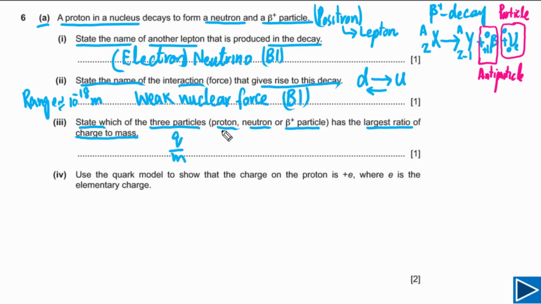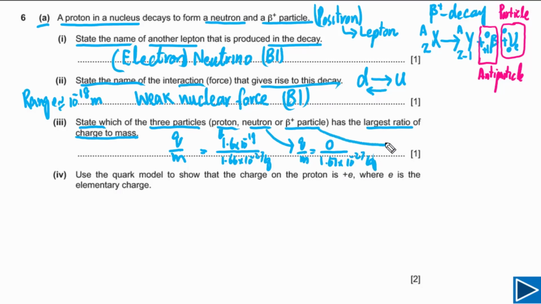First of all, let's look at proton. For proton, the charge on a proton is 1.6 times 10 to the negative 19 coulombs, and the mass of one proton is about 1.66 times 10 to the negative 27 kg. So this is Q over M for proton. And for neutron, we can write down here Q over M for neutron. Neutron has no charge, so this is 0, and the mass of neutron is about 1.67 times 10 to the negative 27 kg.